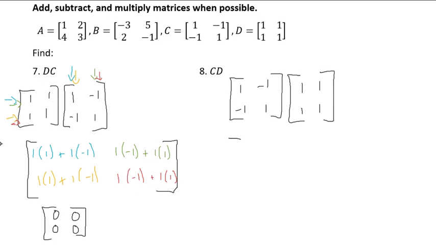All right, now let's do that with CD. I know it will be a 2 by 2 matrix when we are finished. So 1 times 1 and -1 times 1. 1 times 1 and -1 times 1.